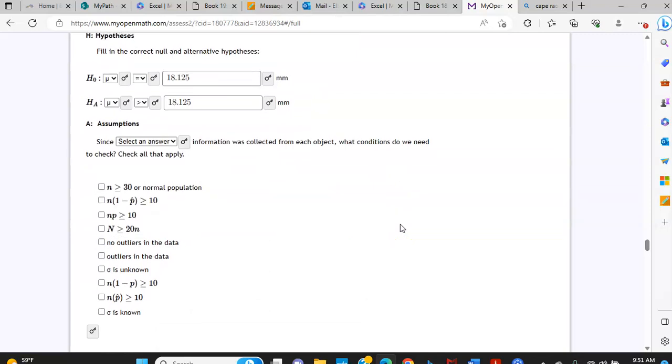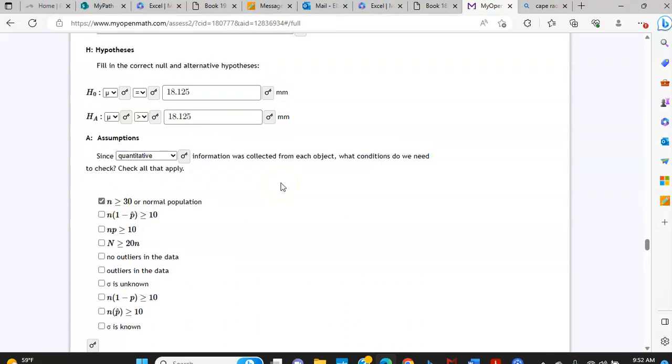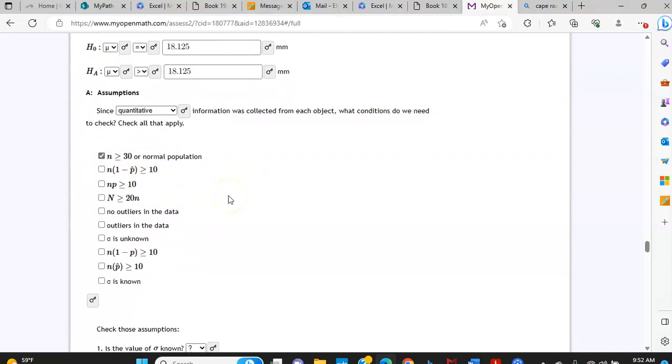All right, now assumptions. Since we're talking about a mean, let's see, quantitative data was collected, that did numerical, and we see that in our table. What conditions do we need to check? Now, anything that involves p or p hat does not involve our means, so we can ignore all this stuff that has these p's and p hats in them. That does not apply. But we do need, for the mean, we need a sample size that's greater than 30 or a normal population. All right, so we definitely need that.